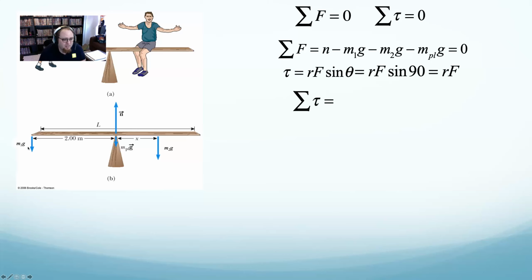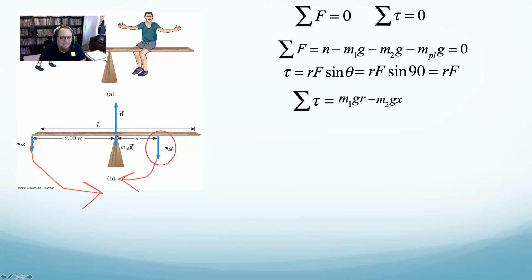Well, my first one is M1g. M1g is 2 meters away. Left to its own devices, this is down and that way. This is going to spin counterclockwise, so it's positive. The man's mass is a distance x away, and so it's M2gx. But left to its own devices, this is going to go this way. That's clockwise, so it's negative.